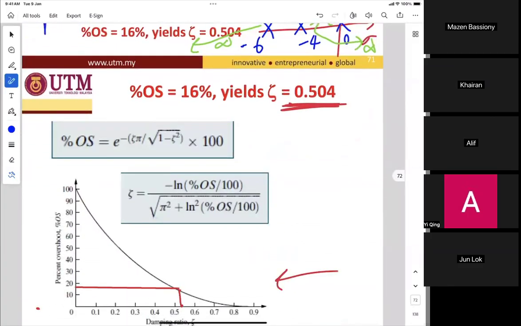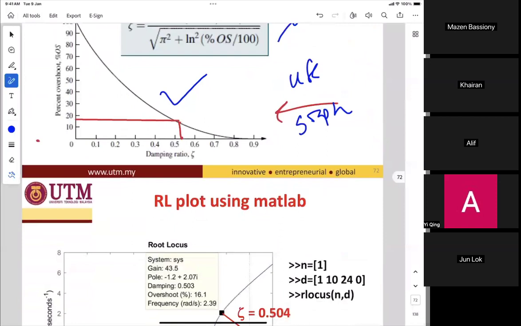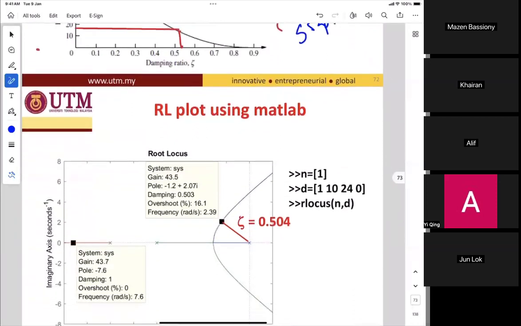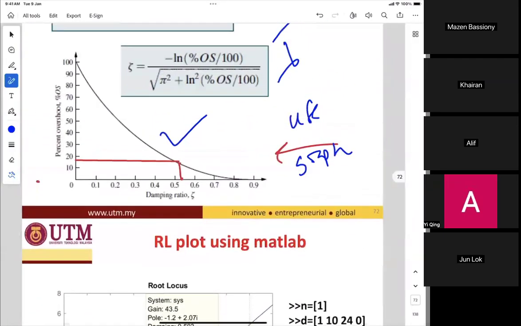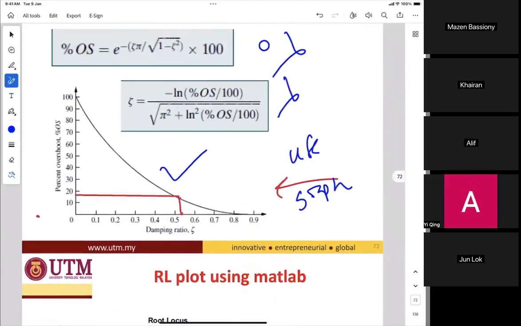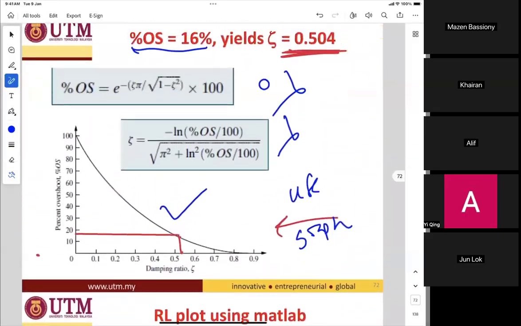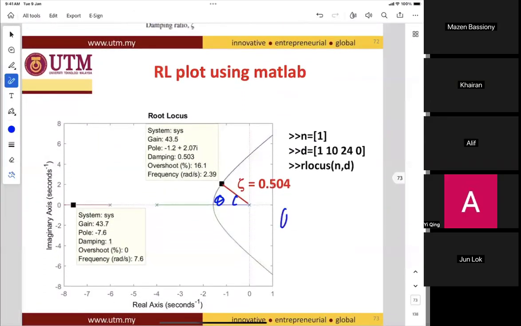Okay, so for 16% overshoot, you use the graph. Do not use the formula, as it will make you slower. No need to use this. Just use this one. Everybody can understand? The graph is given as shown in the WhatsApp. So this is the zeta. What is the theta just now? Oh, theta, you don't know. What is theta?